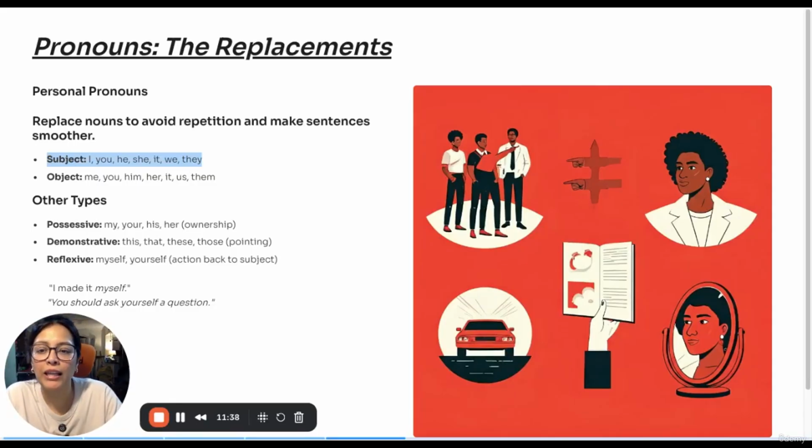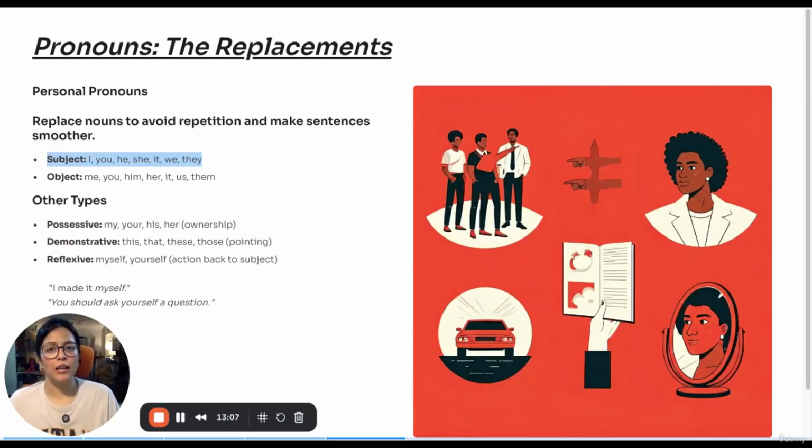Possessive pronoun is when you replace a name with either my, your, his, her, because we are showing possession. This is my bag. That is your bag. Rather than saying the name, you can say that is your bag. That is his bag. That is her bag. So we show possession. That is who owns.